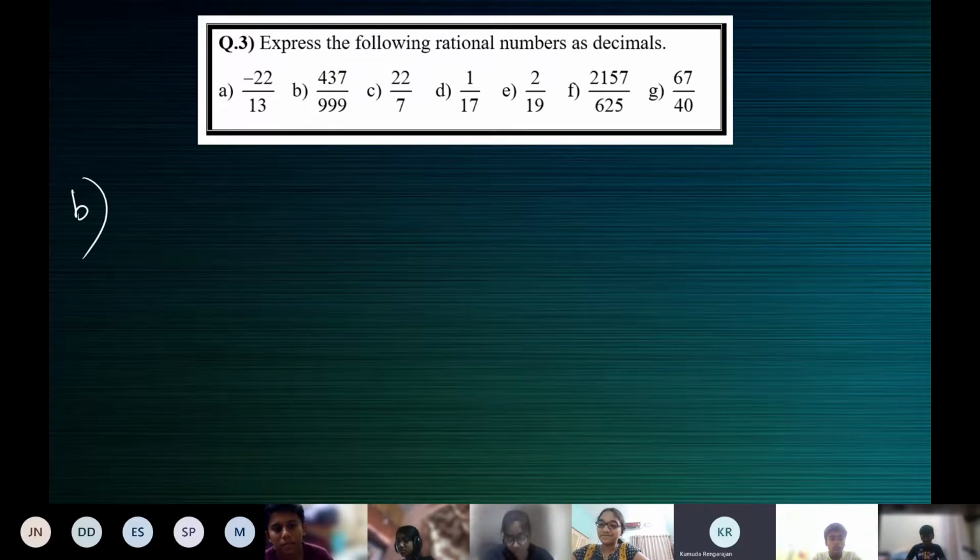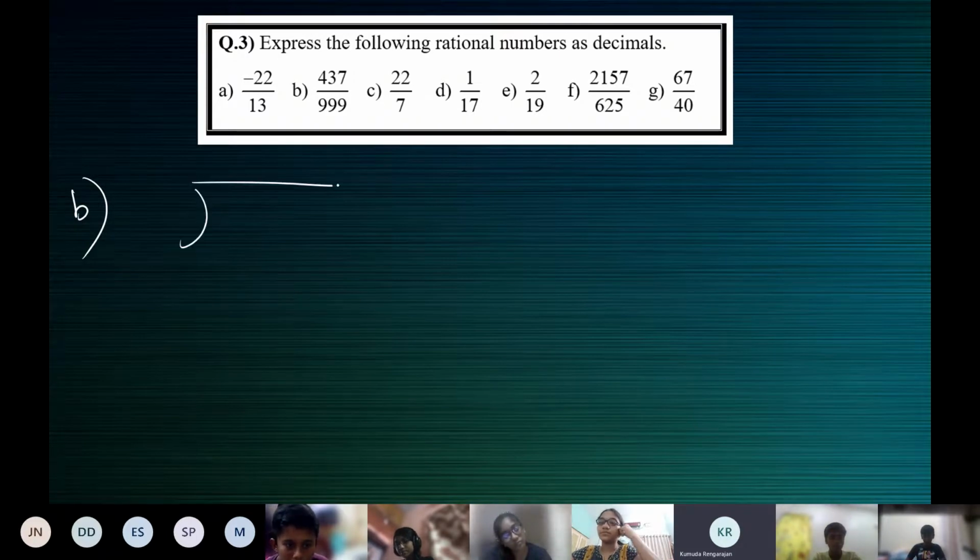Okay, children. So now this one alone, 437. I would like you to do it like this. I'm doing the second one. The first one is an improper fraction, where the numerator is bigger than the denominator. There I have nothing to say.